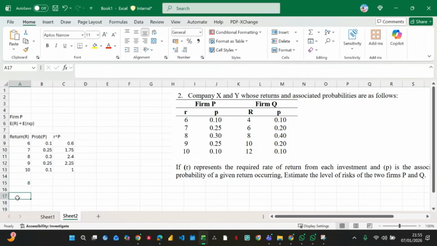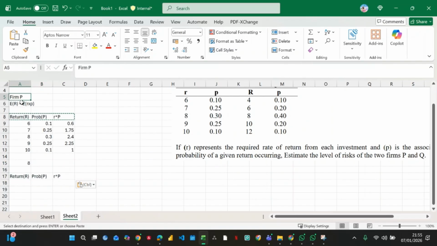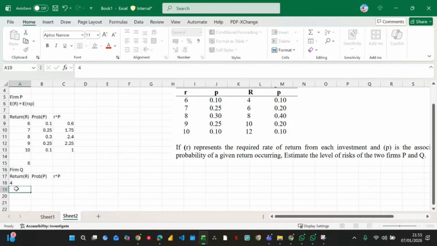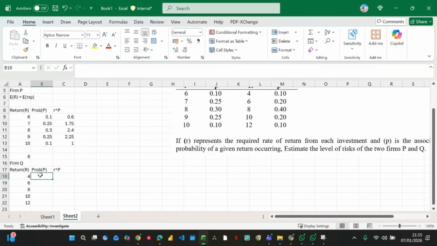So let's say we have this one here, and then we move on to the next one. We just do the same thing that we did here. We do it on this one. But this one is for which company? Let's just say firm Q. We have this now, and then what is our R? It's 4, 6, 8, 10, and 12.